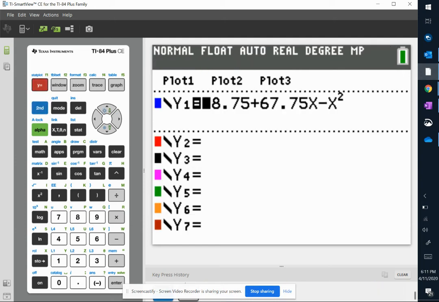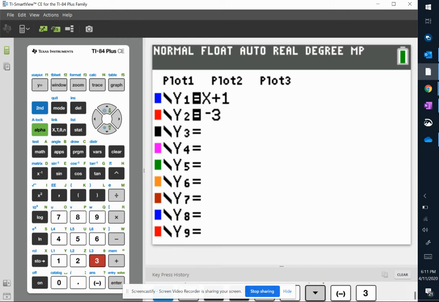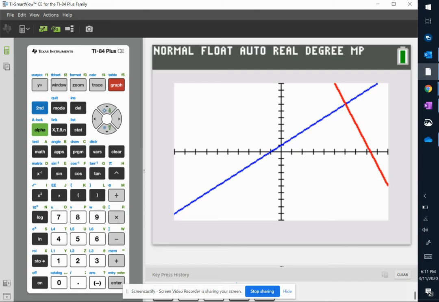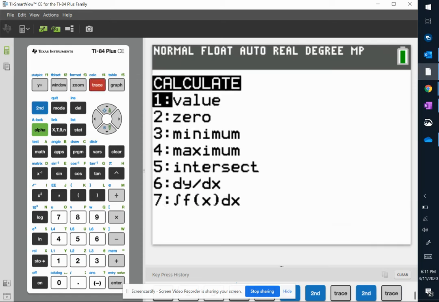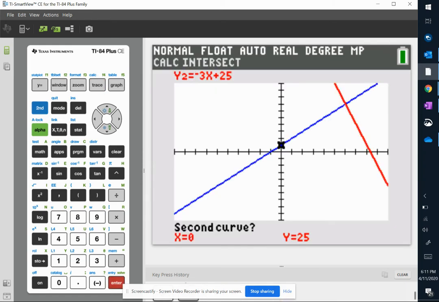So, graph is my failed attempt right there. So, it's x plus 1 and then negative 3x plus 25. Now, when I graph this, I'm going to see one of the lines, the other one's right there. Perfect. I can see the cross right there. Second, calculate. Intersect. Point. Blue line. Can't even see that. It's off the screen, I think. Come on, Mr. Blinky. There it is. Red line, and then guess. So they cross at 6, 7.